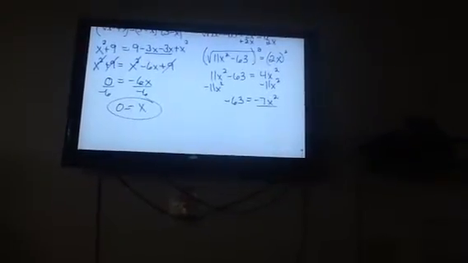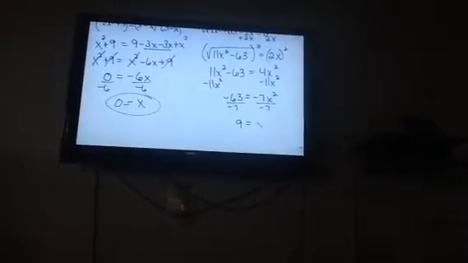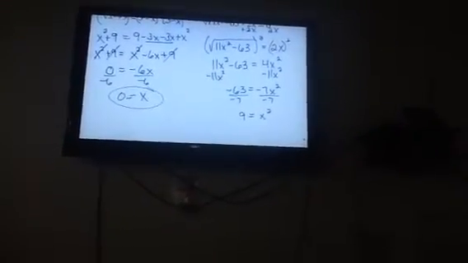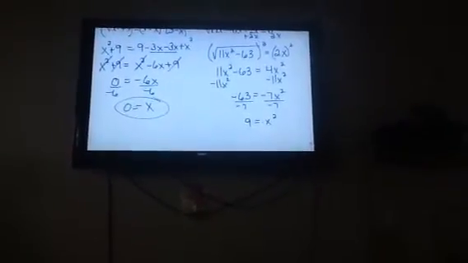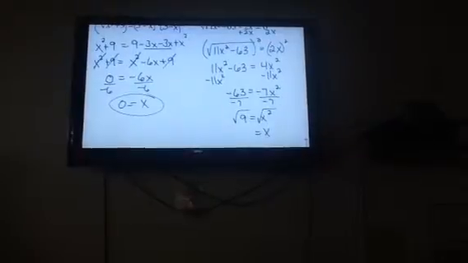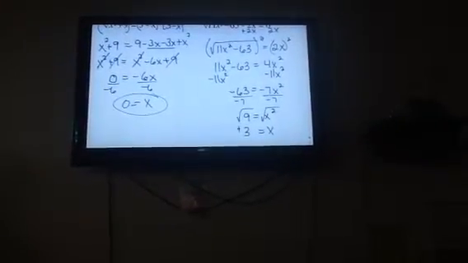Divide by negative 7. And square root both sides. This is a perfect square. Square root of 9 is 3. And again, I have the plus minus of that value.